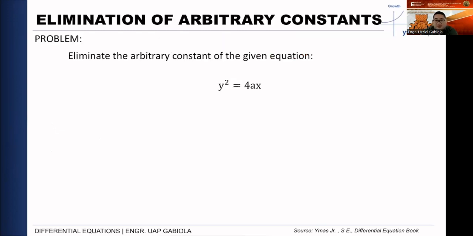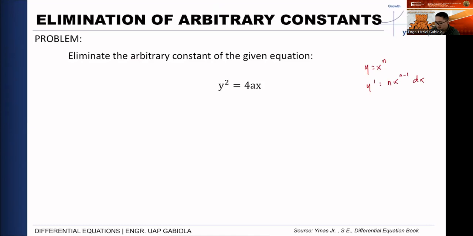Eliminate the arbitrary constant of the given equation. So we have here y squared is equal to 4ax. Okay? So what derivative equation yung pwede natin gamitin dito? So pwede natin gamitin yung power formula, no? So when we have a function y is equals to x^n, ang derivative daw niyan is n x^(n-1) dx. Okay? Or yung derivative ng x variable natin.